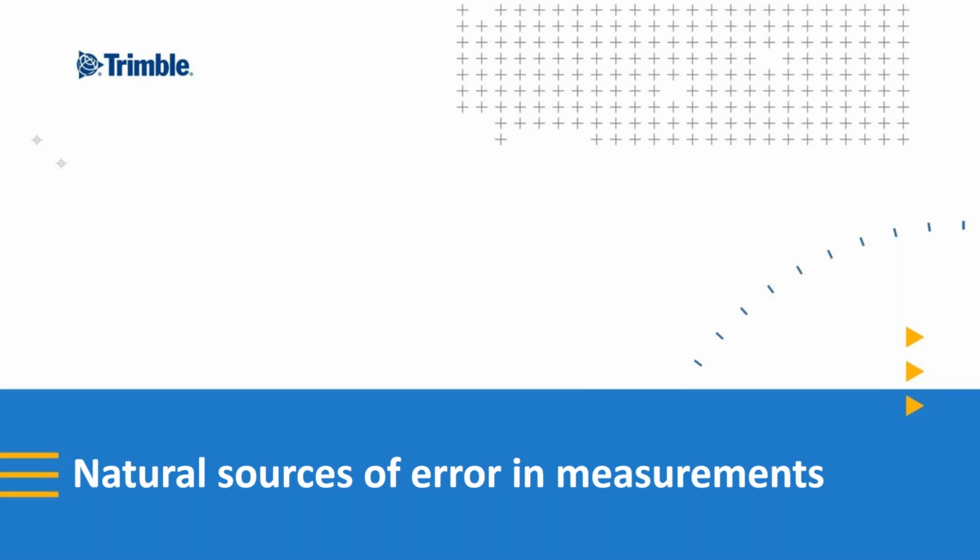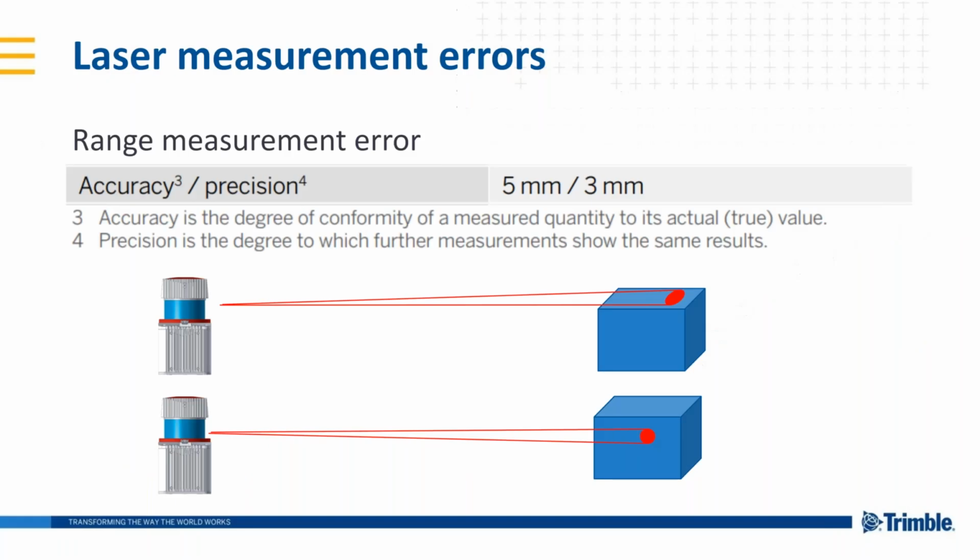Next, I'm going to have a couple of slides about the measurement errors. First, about the laser. Here I took the MX9 laser as an example. We have something called a range measurement error, so the error in the value of range we get from the laser scanner. In MX9, it is defined through both accuracy and precision. We have 5 millimeters in accuracy and 3 millimeters in precision. So it's quite a small effect if you compare it to the positioning accuracy.